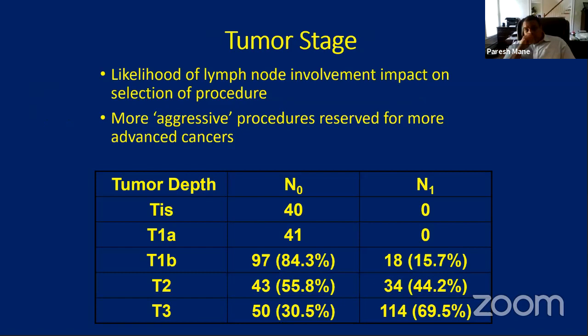The likelihood of lymph node involvement also impacts the selection of the procedure. Larger tumors are more likely to involve more nodes, as one would expect. So T3 is more likely to have N1 and N2 disease.